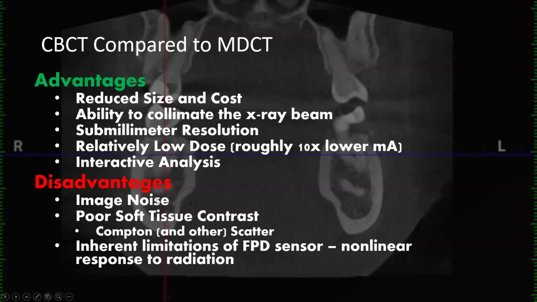A disadvantage of cone beam CT is, we talked about image noise. Part of that is because of the large projections it's taking with that cone beam geometry. And then part of it is just strictly the difference in mA, the difference in dose to the patient. That's what leads to poor soft tissue contrast, because of Compton and other scatter, and lower exposure. And then there are inherent limitations of an FPD sensor. Remember we talked about the flat panel detector. It's similar to intraoral, but it's amorphous silicon, and so not quite as highly detailed. It also has a nonlinear response to radiation.